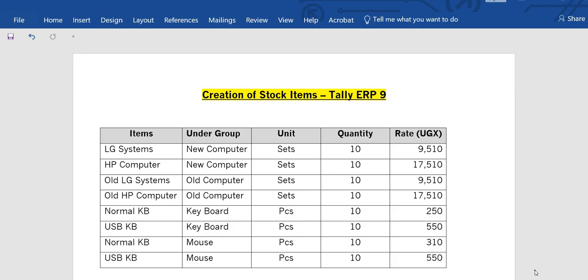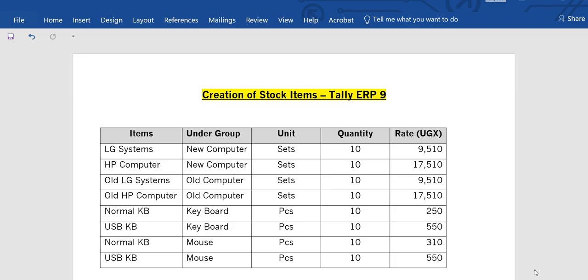We are going to look at how to define units of measure. We are going to set up standard ways to count our stock, such as pieces, sets. Sometimes you'll find dozens, meters, and this is very essential for accurate quantity tracking.